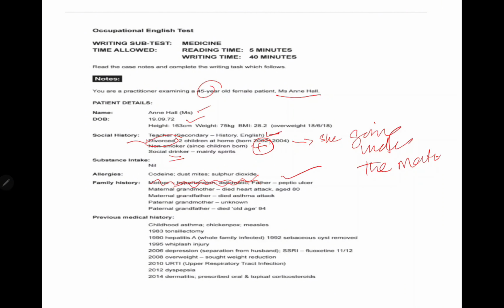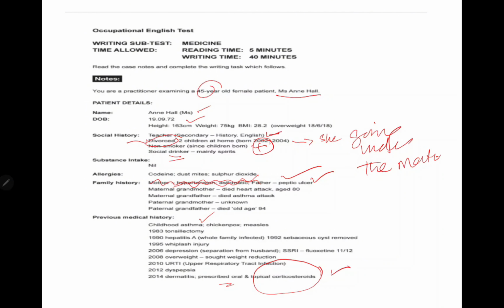Father has a peptic ulcer, mention this. Maternal grandmother died of a heart attack, do not mention this. Maternal grandmother died of asthma. These factors do not correlate with the peptic ulcer, so skip these. You can mention the peptic ulcer. Previous history: you can mention that she had childhood asthma for which she might have used a steroid, and in the other history I don't think there is anything very significant apart from the use of topical steroids.